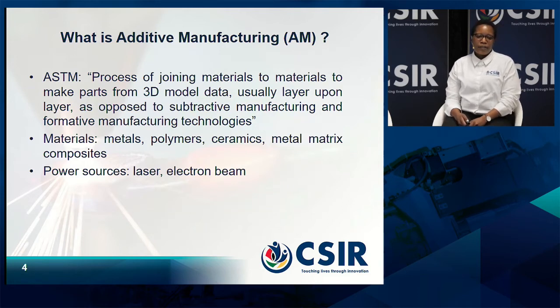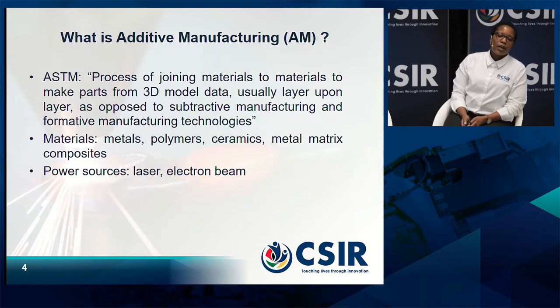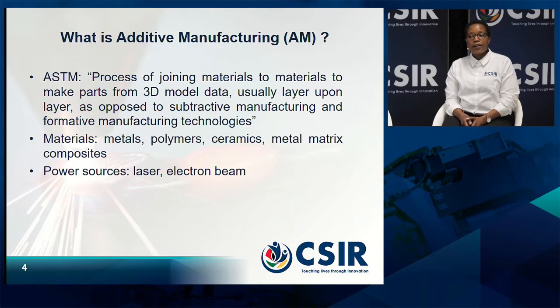So what is additive manufacturing? Additive manufacturing, according to ASTM, is the process of joining materials to make parts from a 3D model, and it's usually done using a layer upon layer process as opposed to subtractive manufacturing that is currently being used today. And there are different materials that can be accommodated with additive manufacturing, ranging from metals, polymers, ceramics, and metal matrix composites. Because this is a melting or sintering process, one needs to also have a power source, and currently you have a laser and electron beam as a power source.